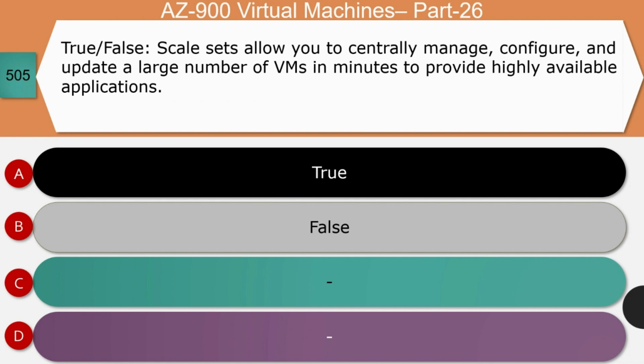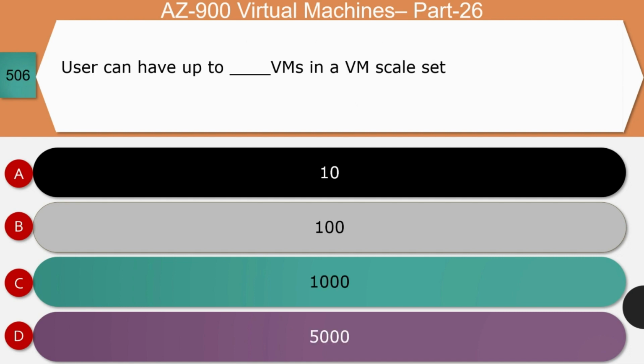Next question, true or false? Scale sets allow you to centrally manage, configure, and update a large number of VMs in minutes to provide highly available applications. The right answer for this question is true. Let's see the reason. Using scale sets, you can centrally manage, configure, and update a large number of VMs having the same VM configuration. And so the right answer for this question is option A.